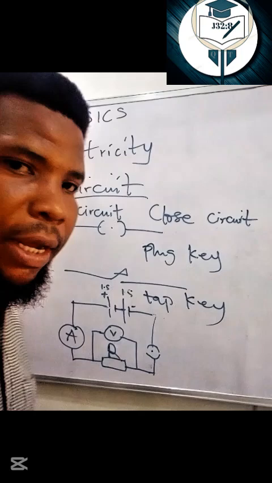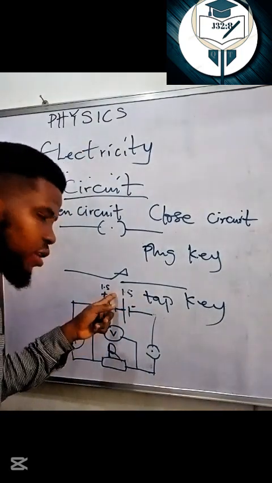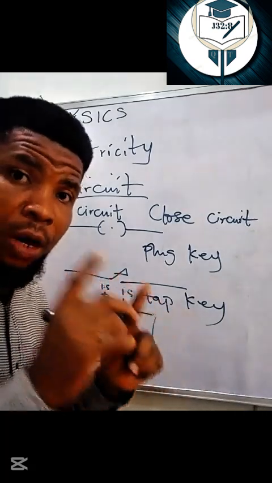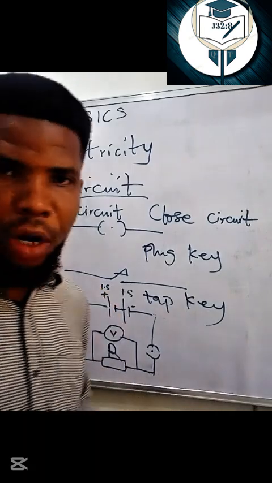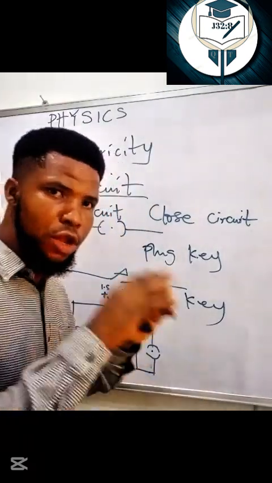Now, what do we expect? Remember that the PD from the generator itself, which is the cell or the battery, is 3.0 volts. By the time it moves around and comes here, the PD is going to drop. And that's a very significant point you must understand. There's a drop in PD.